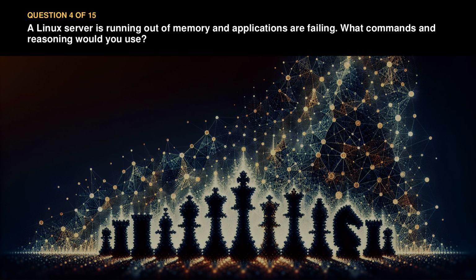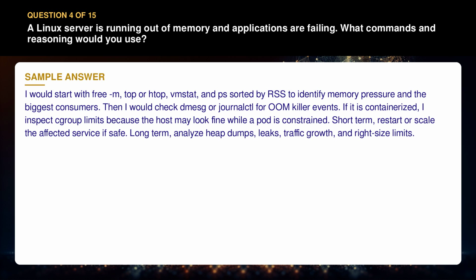Question 4. A Linux server is running out of memory and applications are failing. What commands and reasoning would you use? I would start with free -m, top or htop, vmstat, and ps sorted by RSS to identify memory pressure and the biggest consumers. Then I would check dmesg or journalctl for OOM killer events.